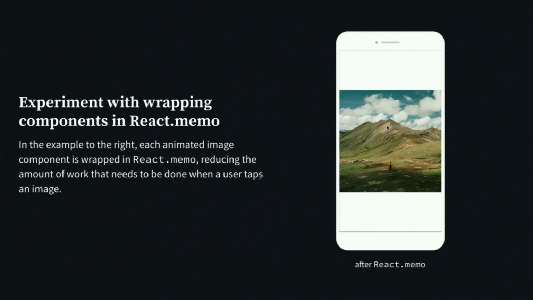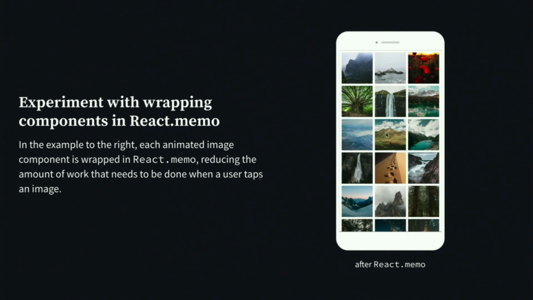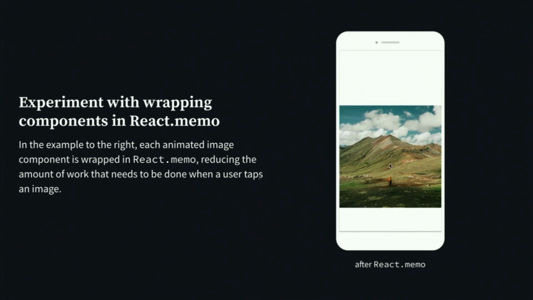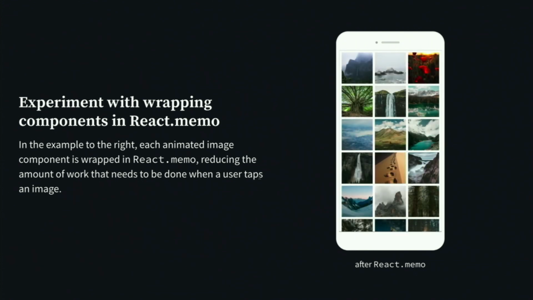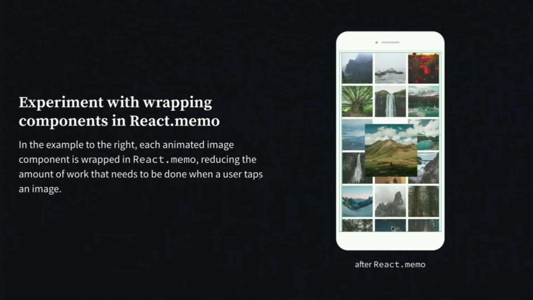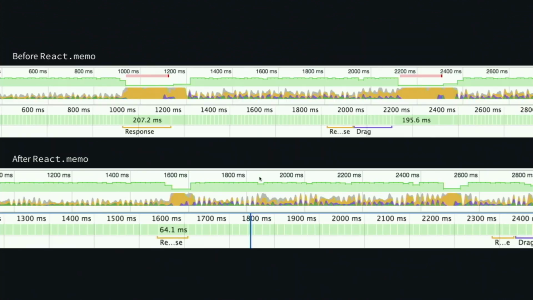So I wrapped the components in React.memo and reran it in the dev tools just to check that things had stopped re-rendering. And I could see that now I was only re-rendering the component that I had tapped, basically. And it felt a lot faster. When I reran the performance profile, I could see that, in fact, the delay had dropped to a really reasonable 60 milliseconds. And the animation was feeling a lot more fluid, a lot more responsive.